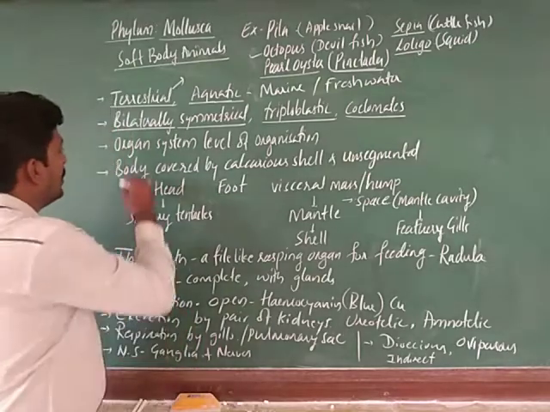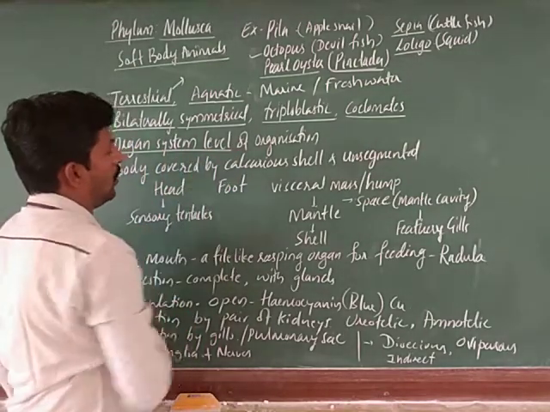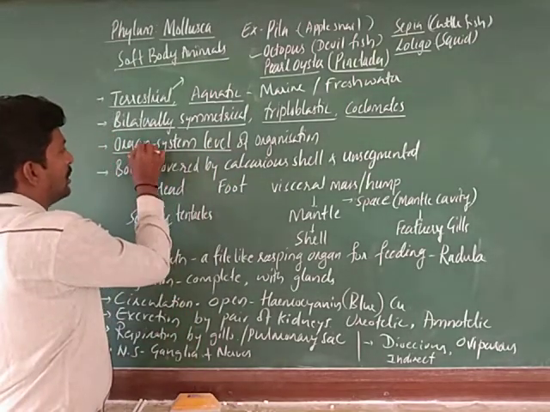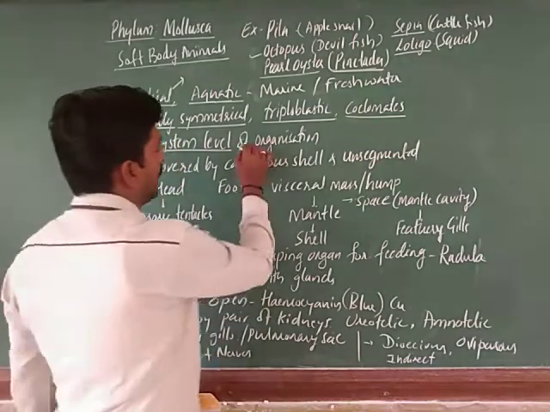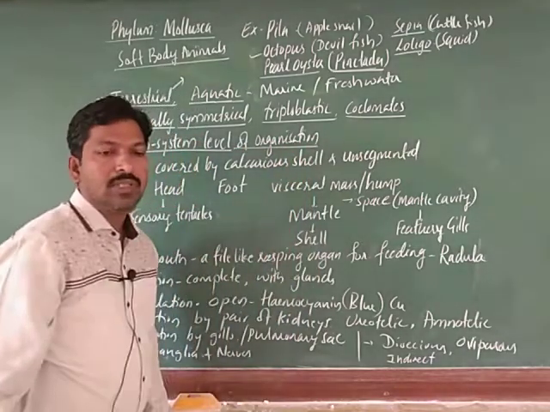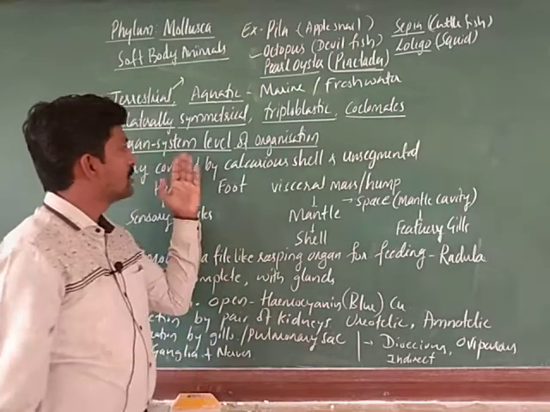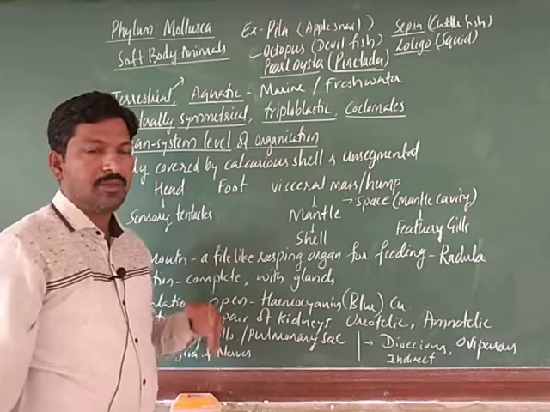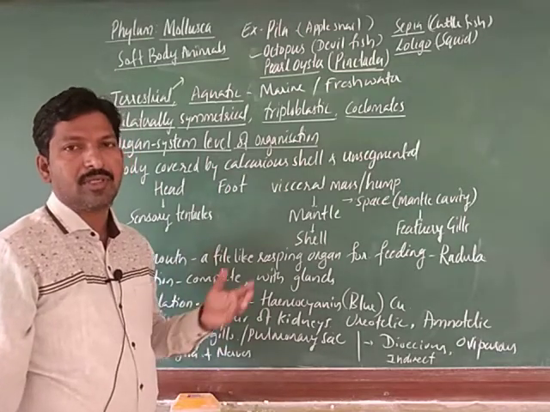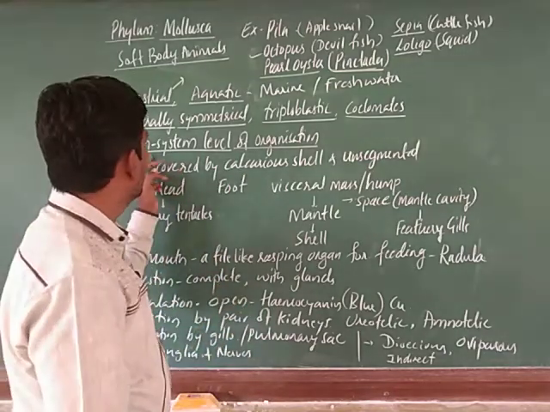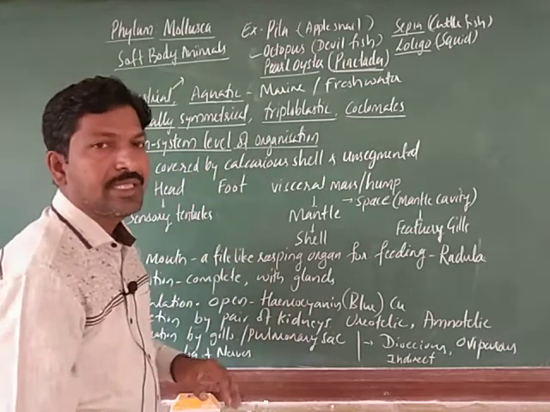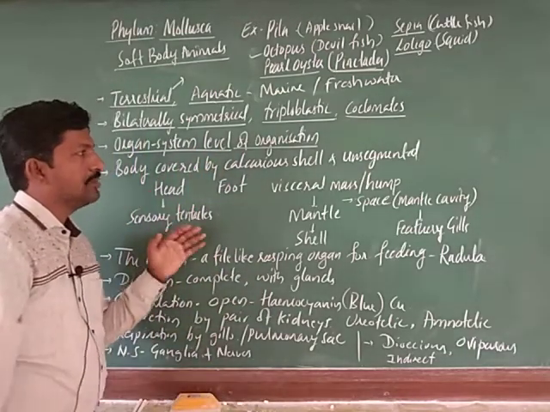And there is an organ system level of body organization present here. As we observed in earthworm, that is in annelids, previously in Pila also, we observe the organ system level of organization, right. It means organ systems are developed here.